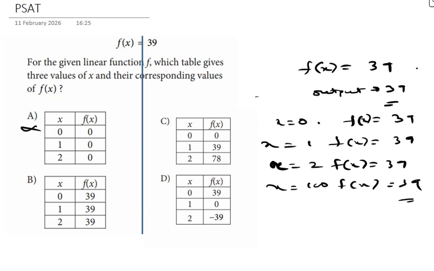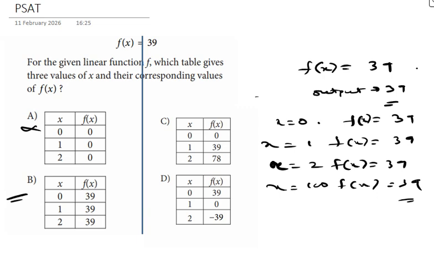Now come to option B. The table shows x is equal to 0, so f(x) is equal to 39. x is equal to 1, so f(x) is equal to 39. x is equal to 2, so f(x) is equal to 39. Now check carefully. No matter what x is, the value is 39. That matches perfectly with f(x) is equal to 39. So option B looks correct. But let us still check the other options to be sure.